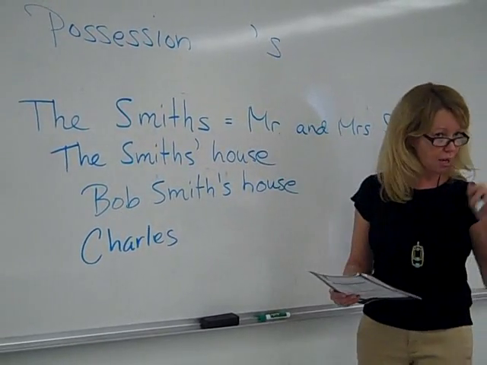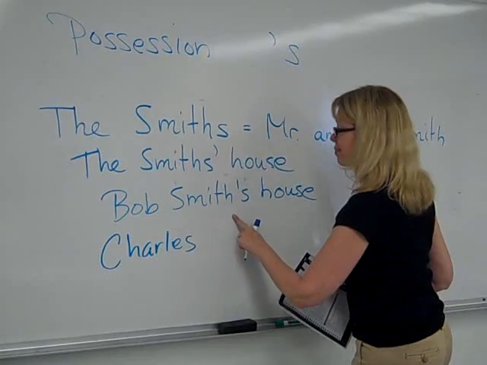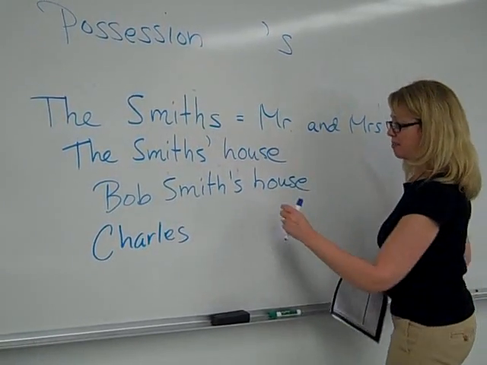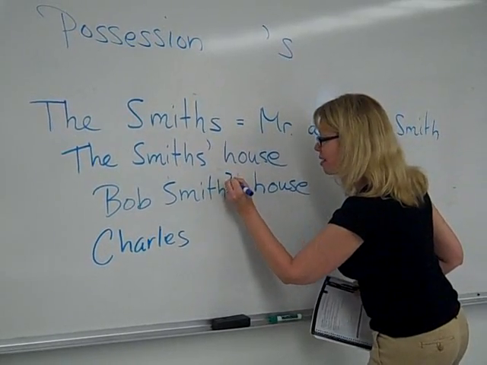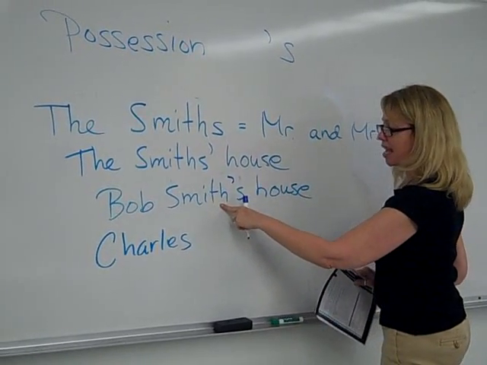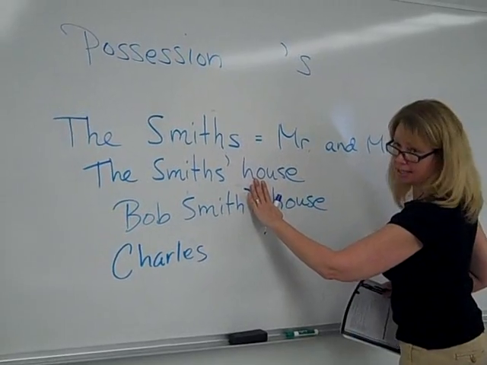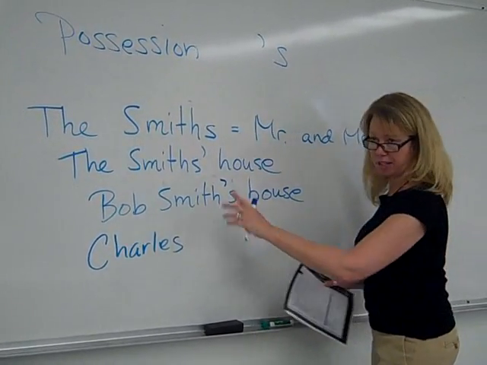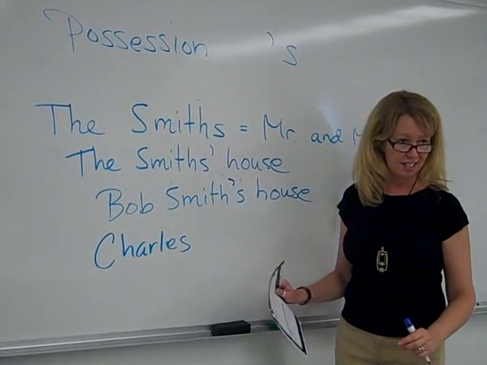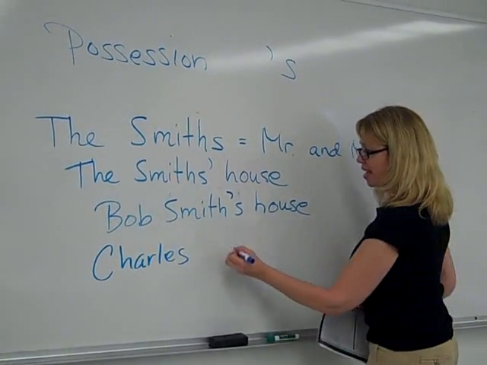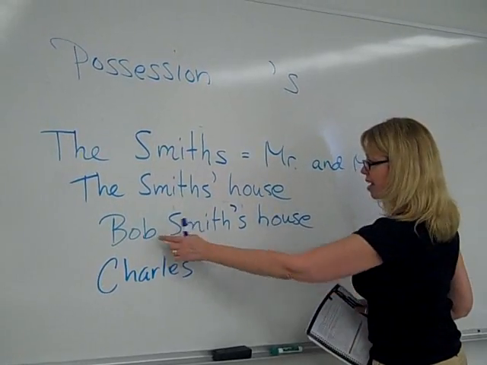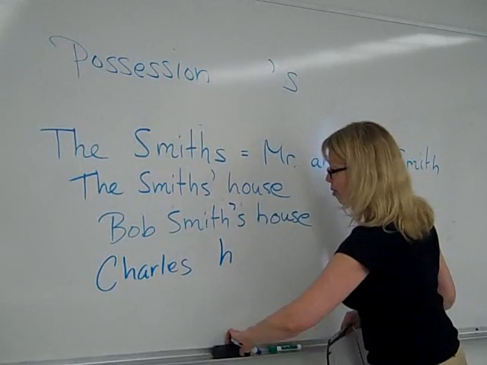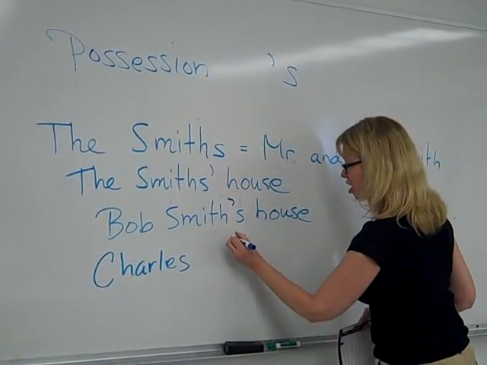But Bob Smith is one person. So Bob Smith's house, let's say he's a bachelor. He lives alone. Poor guy. We're going to put the apostrophe after the H, because that's where the name ends, Smith, and then we're going to add the S. Okay, now, let's work together. Let's say Charles lives by himself, and we're just going to use his first name rather than give him a last name. So Charles' house.